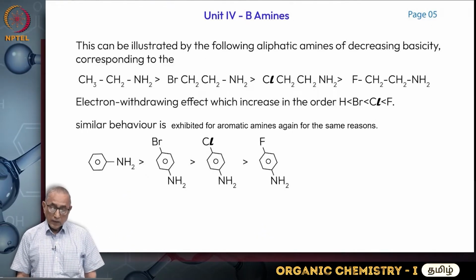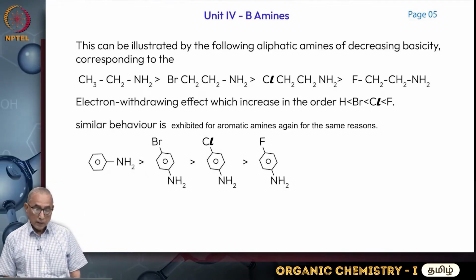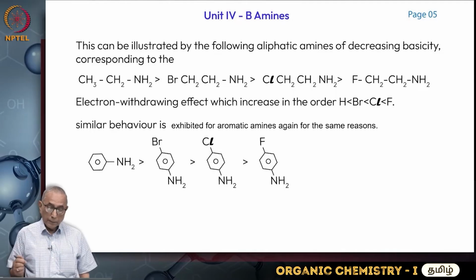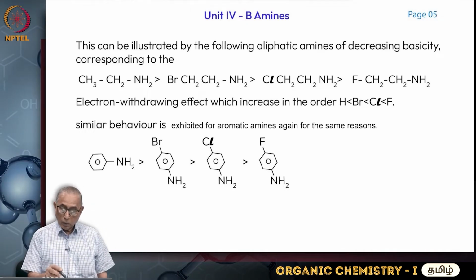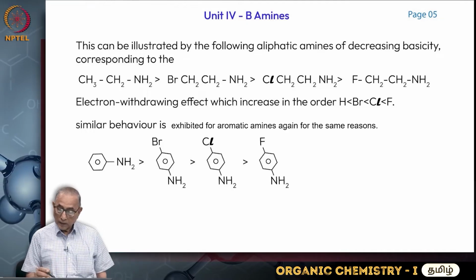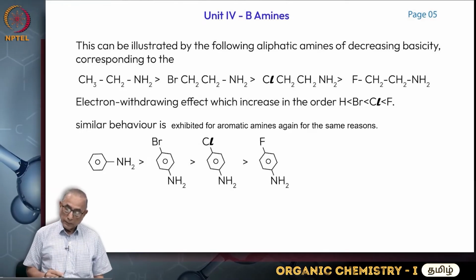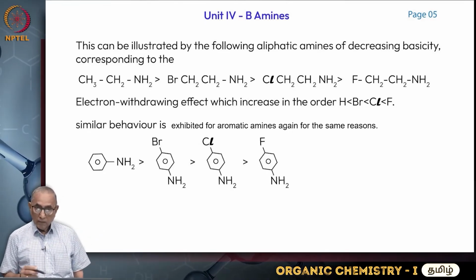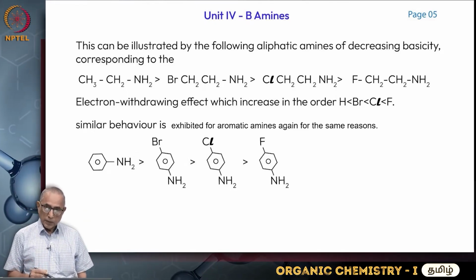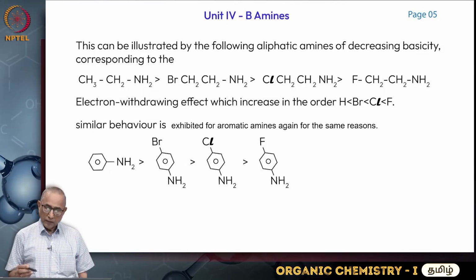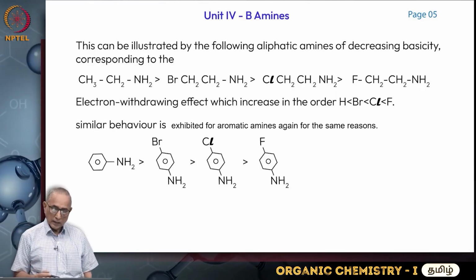To see the basicity variation with electron donating groups and electron withdrawing groups, we compare like this. This is ethylamine, this is 2-bromoethylamine, this is 2-chloroethylamine, this is 2-fluoroethylamine. We saw a similar problem earlier in carboxylic acid. Various groups are attached to the carboxylic acid, especially the electron withdrawing groups, and there the acidity increased. Fluoroacetic acid is more acidic than acetic acid.